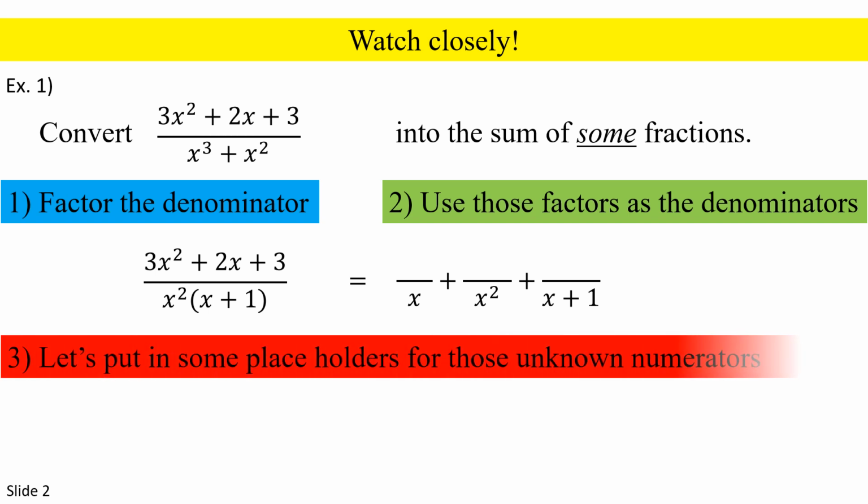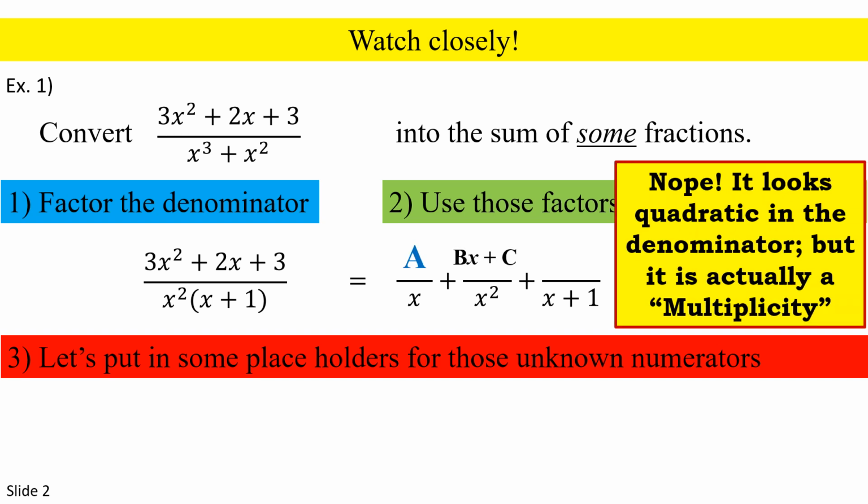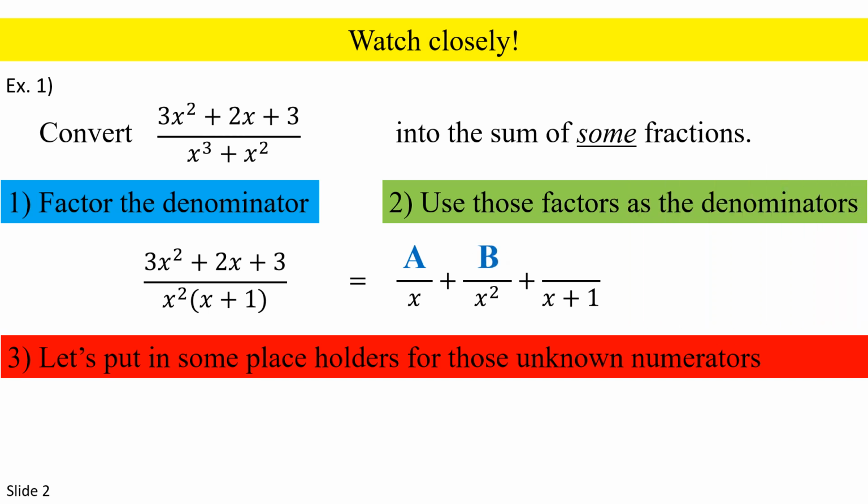And then we need to put in placeholders, right? So over the x would go a, over the x squared would go, no. It looks like a quadratic, but it's actually a multiplicity, so it doesn't get a linear numerator. It gets a constant, b. And then the x plus 1 gets the c.